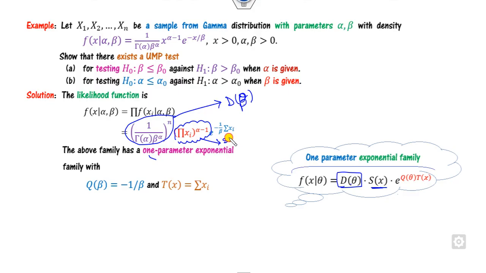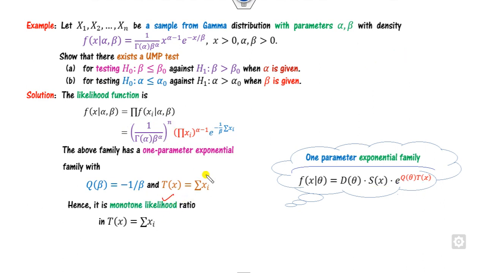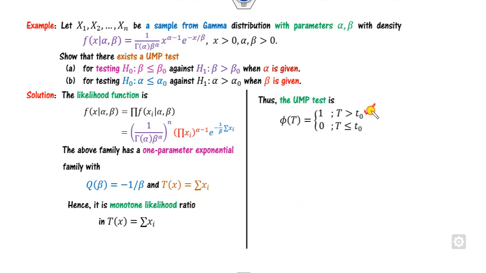This is my here, e raised to power here. This is a function of the parameter. This is a function of the x also. So you can see this is e raised to power 1 upon beta summation of xi. So clearly this is a function of the parameter. This is a function of the t of x. So you can see this is my T(x). So what is the meaning of that? It is a monotonic likelihood ratio in this summation of xi. Hence it's an increasing function, so we can write this function as here.